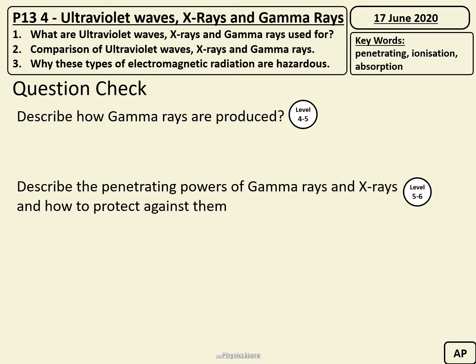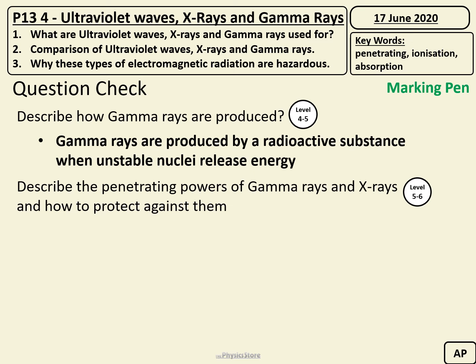Our next question check. Describe how gamma rays are produced. That's grades 4 to 5. Describe the penetrating powers of gamma rays and X-rays and how to protect against them, which is grades 5 to 6. So I'll give you a couple of seconds and then we'll go through it. Make sure that you pause so it gives you the amount of time that you need.